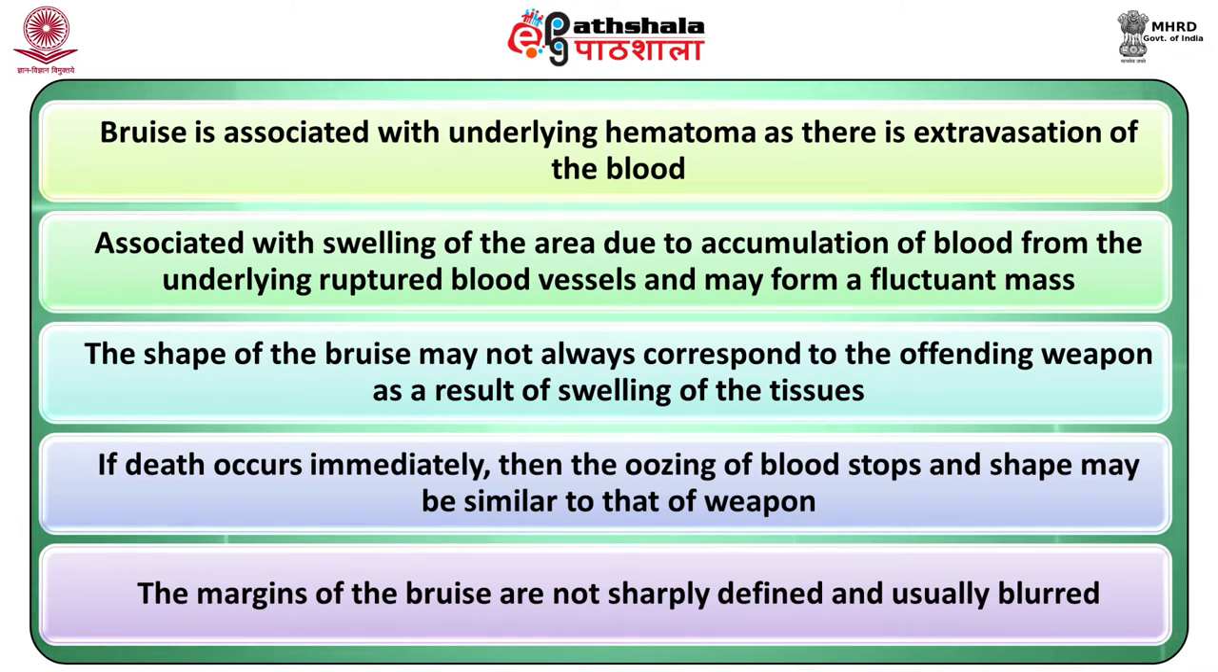Bruise is associated with underlying hematoma as there is extravasation of blood. A bruise may be associated with swelling of the area due to accumulation of blood from the underlying ruptured blood vessels and may form a fluctuant mass. The shape of the bruise may not always correspond to the offending weapon as a result of swelling of the tissues. However, if death occurs immediately, then oozing of the blood stops and shape may be similar to that of the weapon. The margins of the bruise are not sharply defined and usually blurred. Generally, greater the force of violence used, the more extensive will be the bruise.